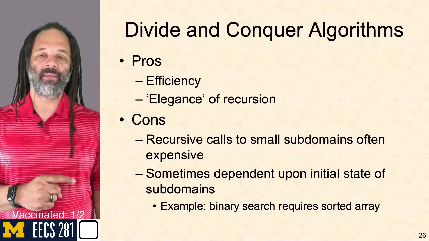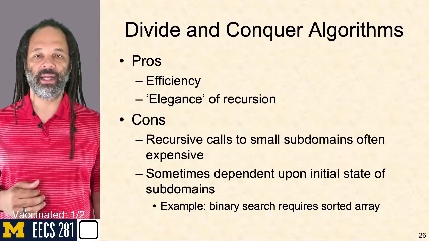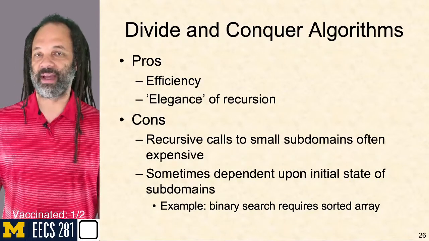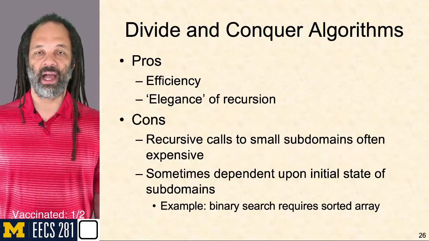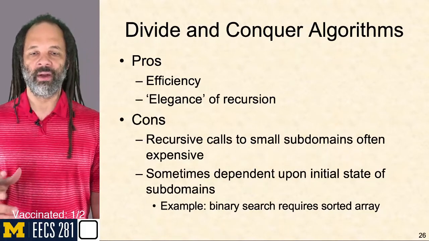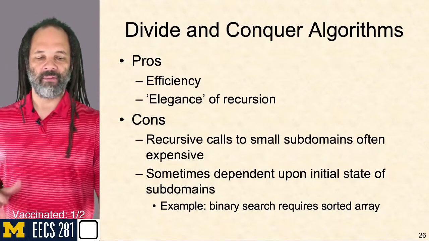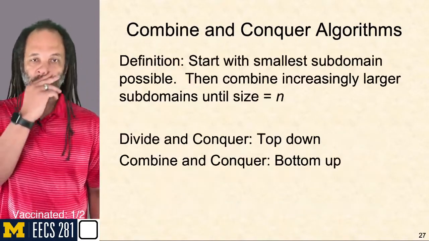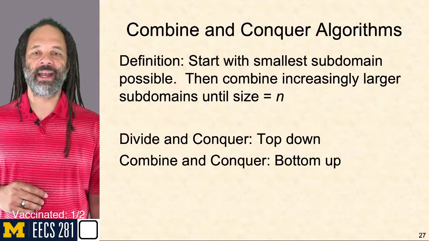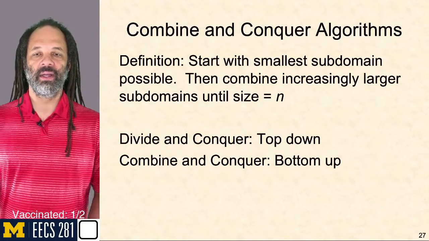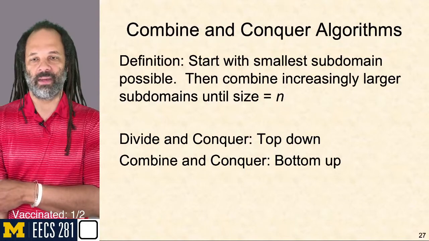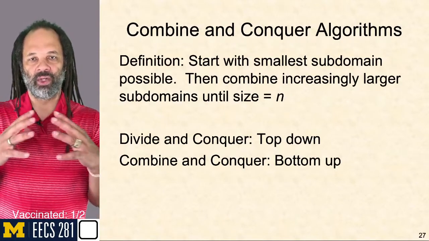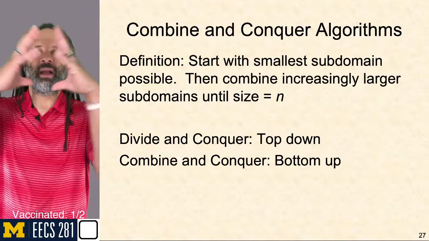Also, sometimes it depends upon the initial state of how I have my data. So for instance, I can't do a binary search if my data is unsorted. So divide and conquer won't work that way. So there is some setup that's required in every particular application of a divide and conquer algorithm. Closely related to divide and conquer is combine and conquer. This is where we start with the smallest subdomain, and then we combine them to get bigger and bigger partial solutions until we've got everything as one big thing.